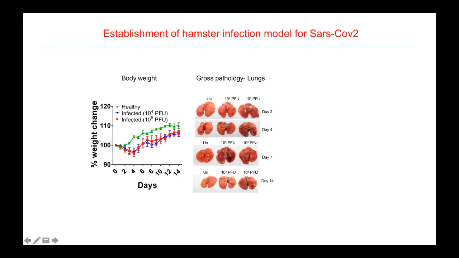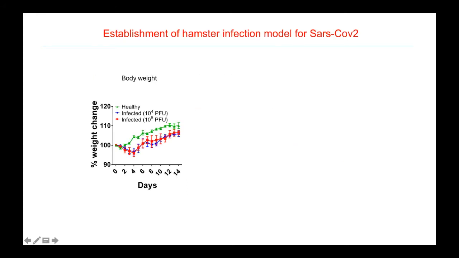Okay. So basically you can see what we have done. We have given 2 different doses of viral infection through the intranasal route, 10 to the power 4 PFU and 10 to the power 5 PFU, and then we measured the body weight of these hamsters every single day. You can see there's a dip around day 4, which is known in the literature, where around a 5 to 10% dip normally happens, and then these hamsters recover over time.